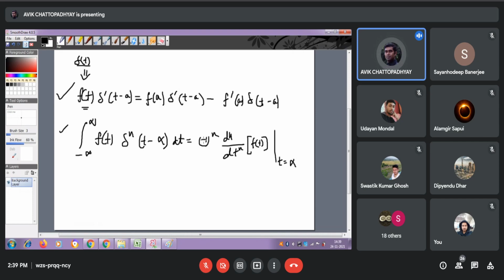Please note one thing here, you have to remember this (-1)^n factor. For odd values of n, always the negative sign will be associated, and for even values of n, always the positive sign will be associated. That is the point you have to remember, and otherwise the rest of the things are easy to remember.